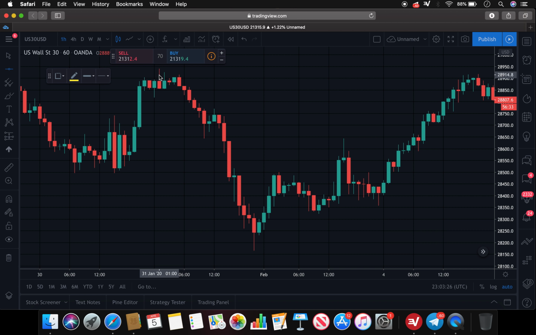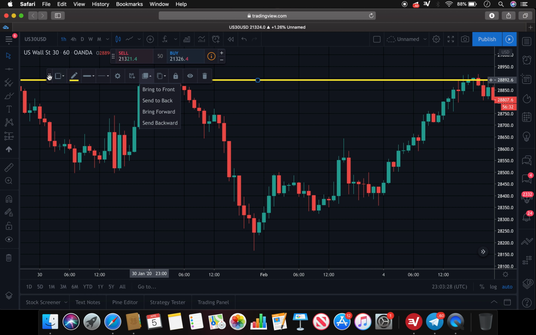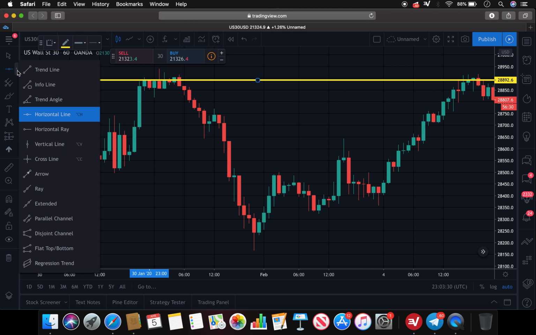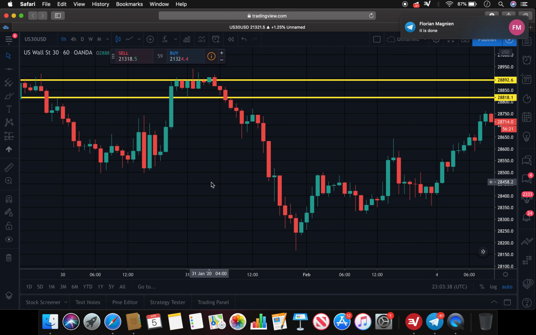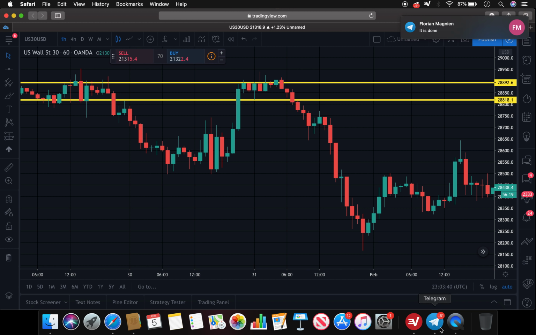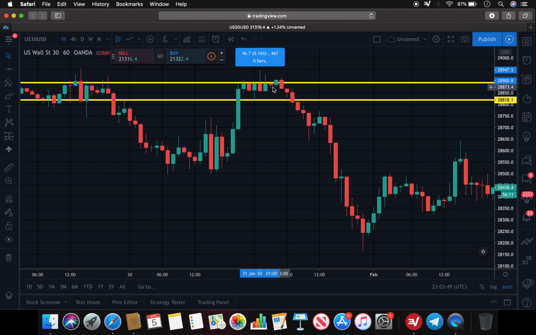So what we're going to do is draw heavy resistance here, and then we're going to draw resistance here. This is the OO. This is the high of the candle or the low of the candle. It's broken out, as you can see, to the high, for 46 pips. So you could have taken it for actually 46 points up here.